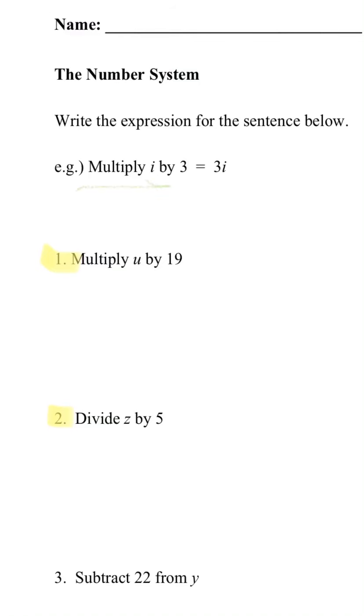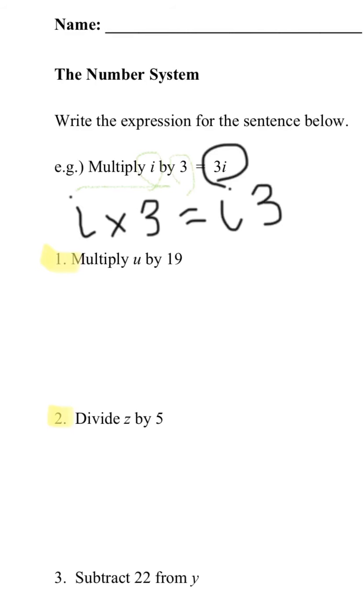It says, multiply I by 3. Okay, I times 3. And then we get 3I. Okay, then why isn't it I3? Well, it's because always the number has to come before the variable. Okay, so this is the wrong way to write it. You always have to write it 3I, not I3. Okay, so then knowing that, let's go into number 1.